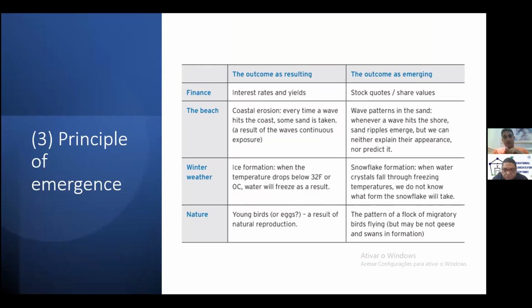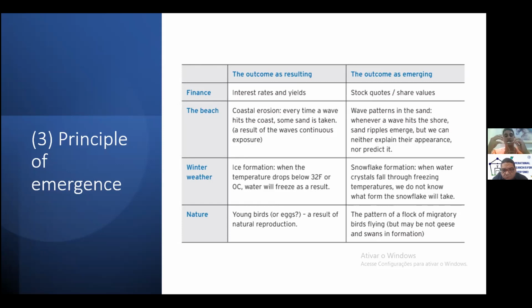So when we have an outcome analysis from a resulting point of view, for example, in finance, we're just going to see interest rates and yields. But when we have the outcome as emerging, when we look inside of the system, we're going to analyze, for example, stock codes and share values. So in FRAM, we need to look inside the system. We need to look at the whole.